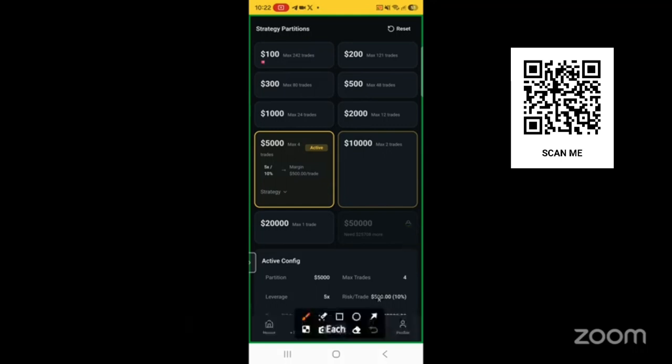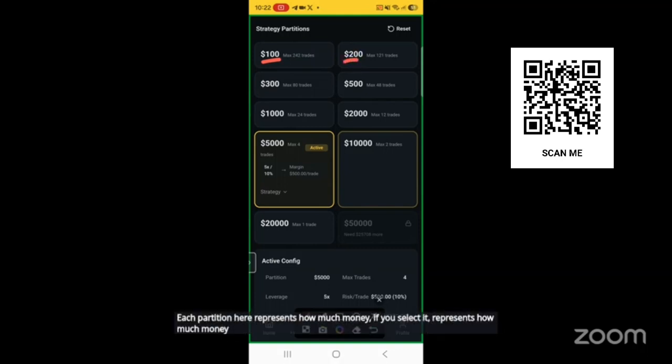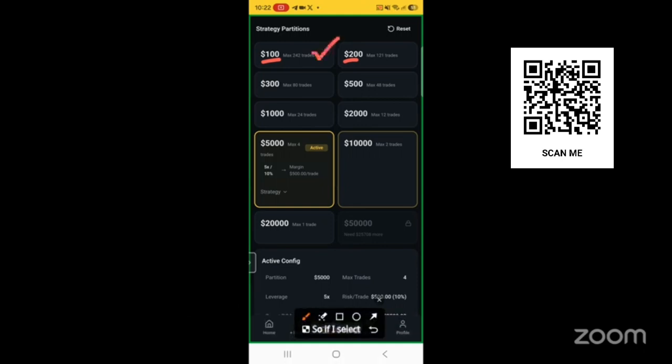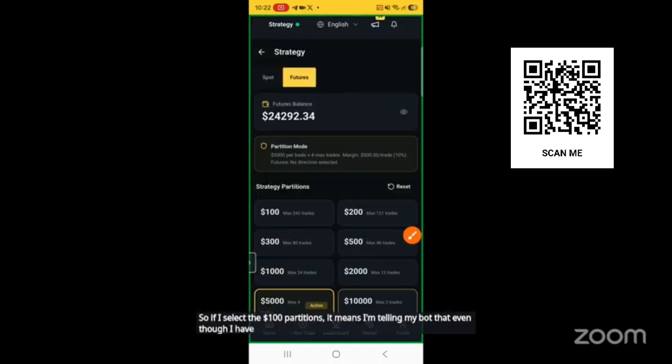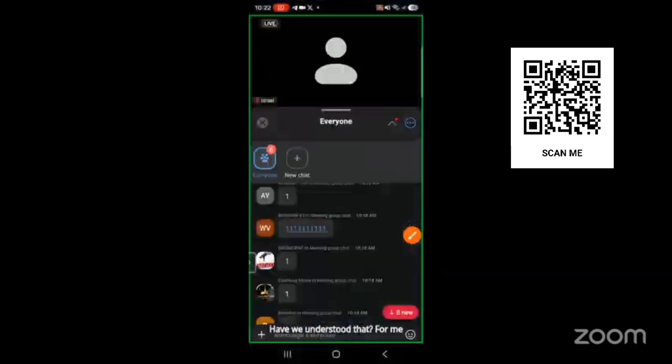Each partition here represents how much money, if you select it, the bot will be able to put for you in each trade. So if I select the $100 partition, it means I'm telling my bot that even though I have over $20,000, make sure you expose $100 per trade. Have we understood that? Type for me a yes if you have understood that.